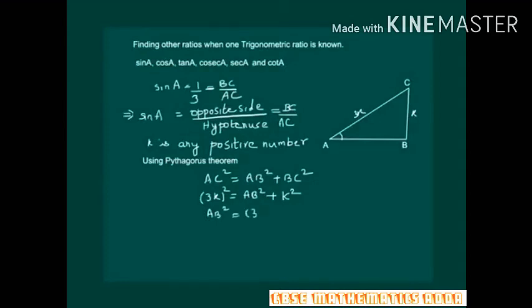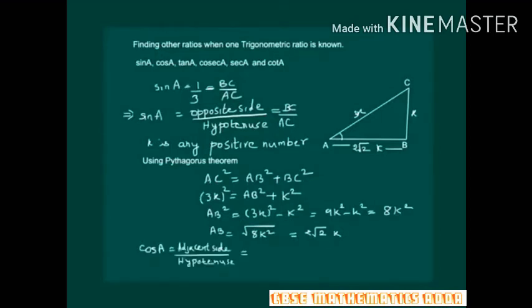So AB square equal to 3k whole square minus k square, and this equal to 9k square minus k square. So this equal to 8k square. So AB equal to root over 8k square, and that equal to 2 root 2 k, and this is your AB, that is the base. So AB equal to 2 root 2 k, AC equal to 3k, BC equal to k, because it is given BC by AC equal to 1 by 3.